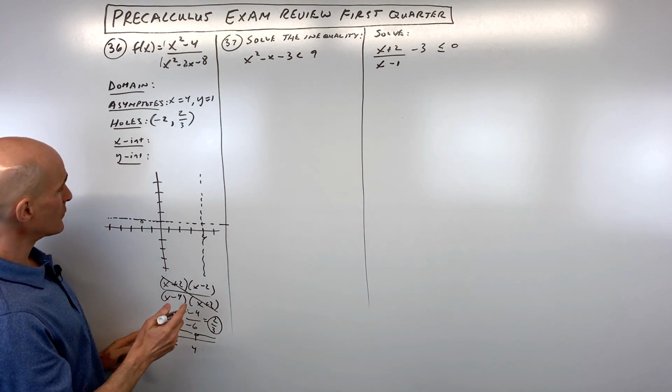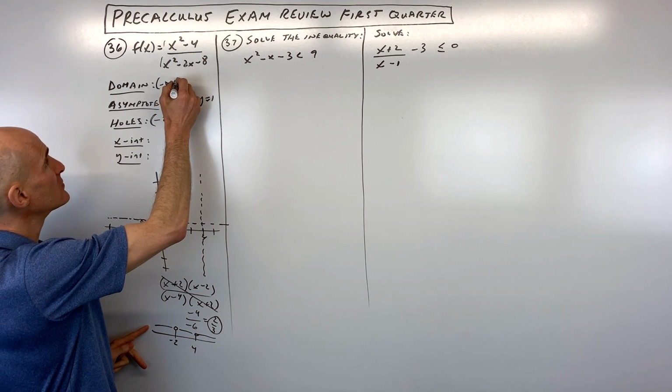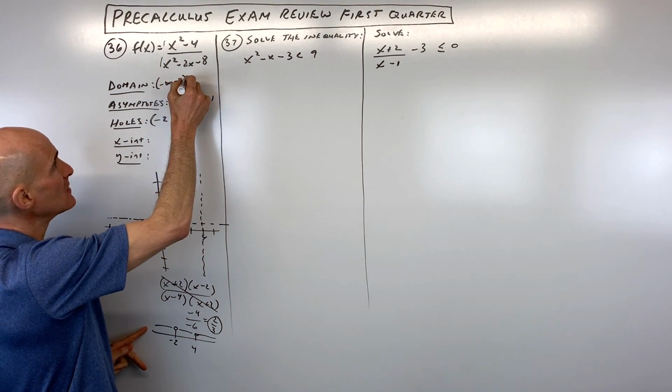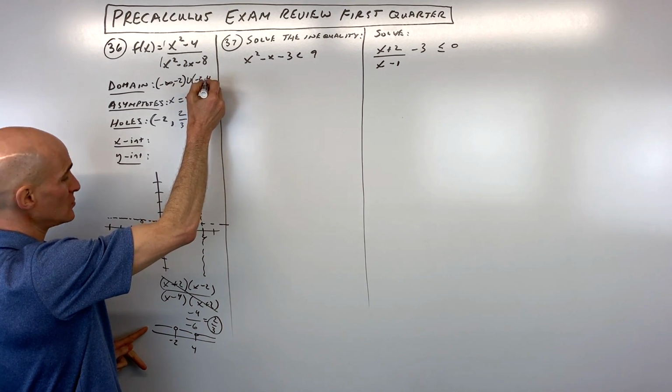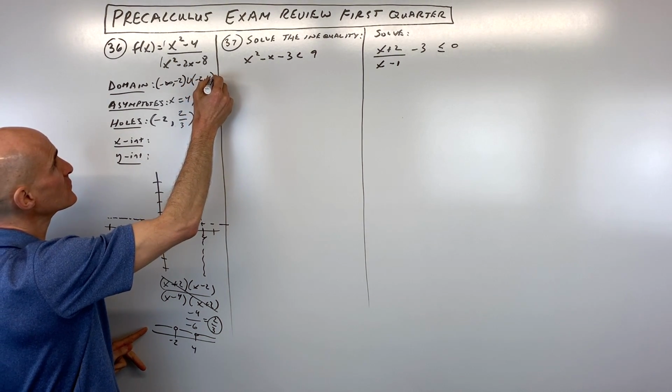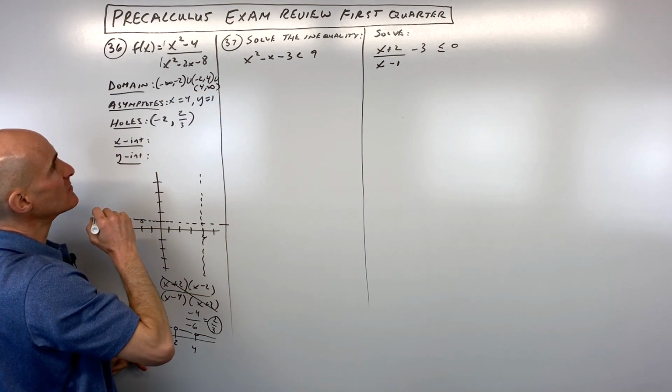So if we want to write this in interval notation, we could say the domain is from -infinity to -2, not including -2, so we're using the parentheses, not the bracket, and then from -2 to +4, not including +4, union 4 to infinity. So that's going to be your domain.